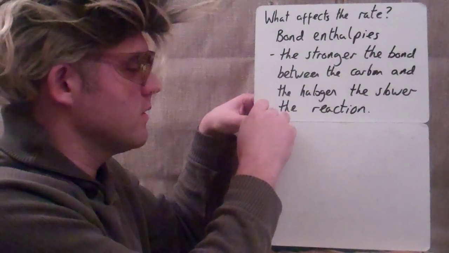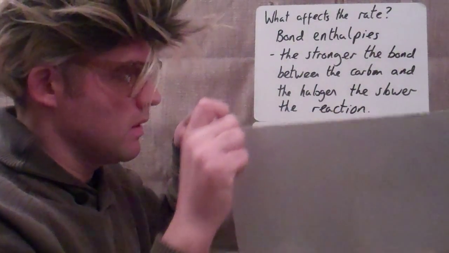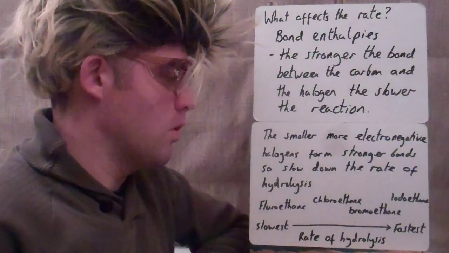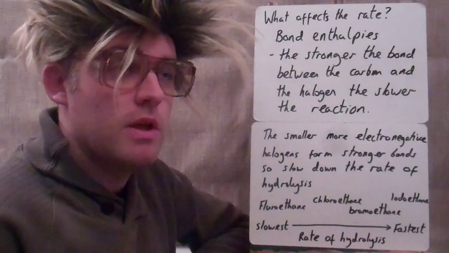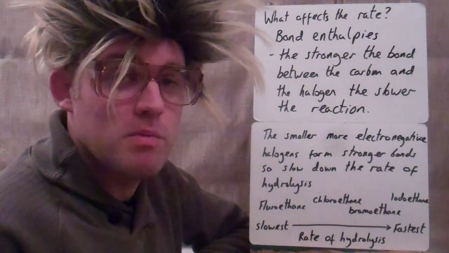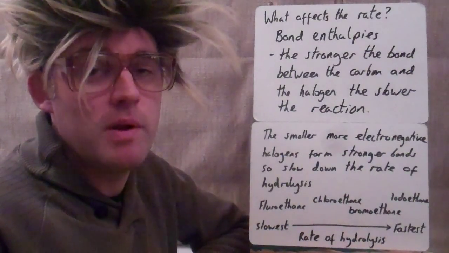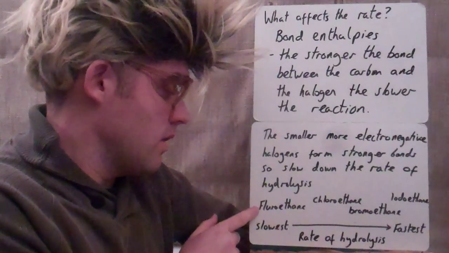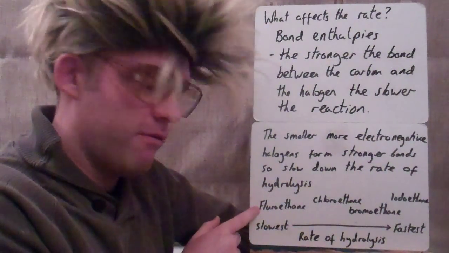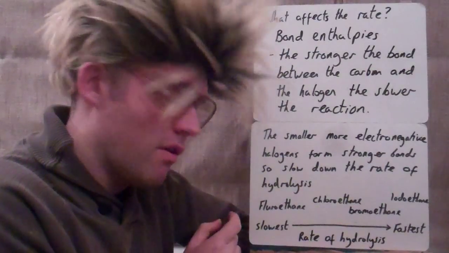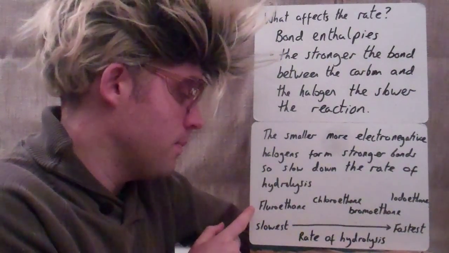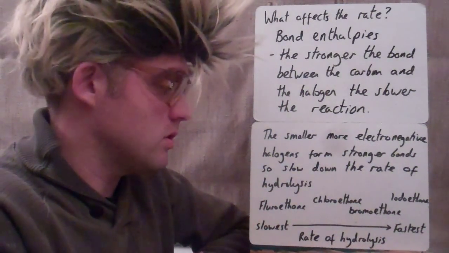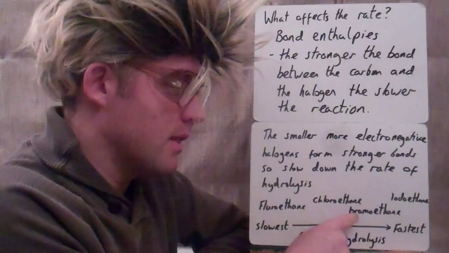So which bonds are stronger? The smaller, more electronegative halogens form the stronger bonds. So they have a slower rate of reaction. So at the top of group 7, you've got fluorine. We don't see too many fluorohydrocarbons, but they do exist. So they have very strong bonds. Okay, the fluorine is very small, very electronegative. It's got a very strong covalent bond to the carbon. So that's got a very slow rate of reaction. So the hydrolysis process takes a long time. Then we've got the chloroethane, then the bromo, then the iodo.